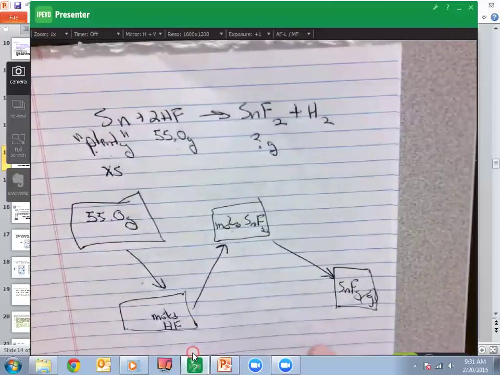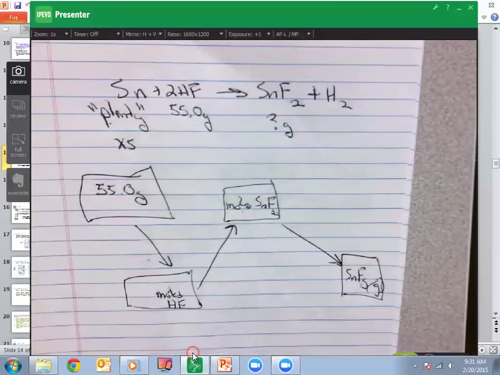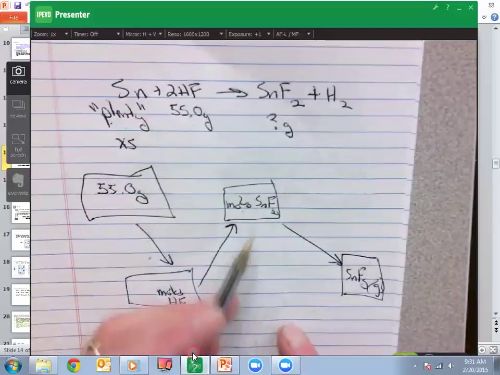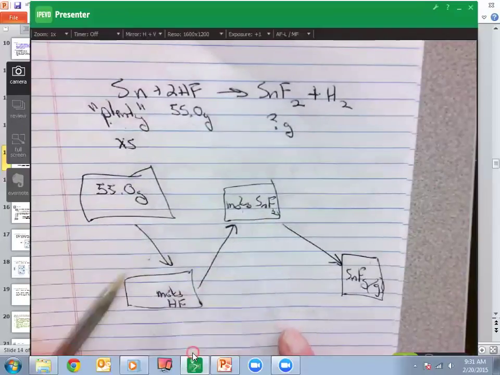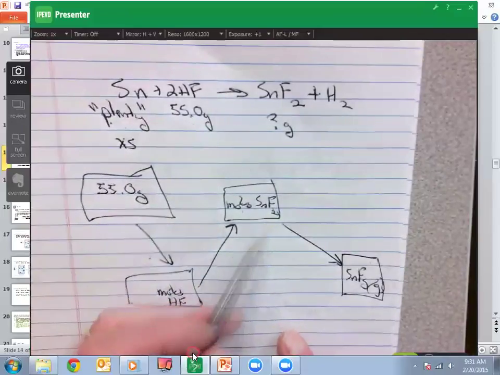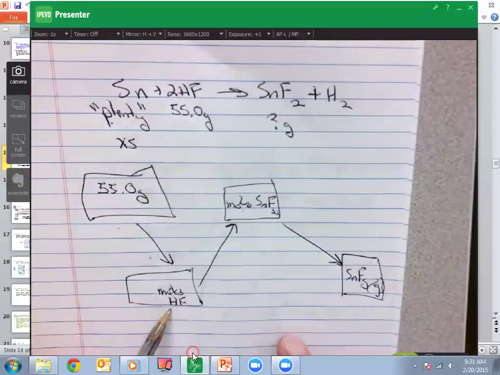And somebody had a question about, I'm a little confused about molar masses. Tin fluoride, we might need the molar mass of that, but we definitely need hydrofluoric acid, the molar mass. What is that?